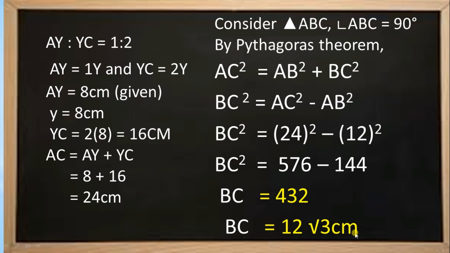Square root of 50 is written as how, children? 5 root 2. 50 is 25 into 2. Square root of 25 is 5. So root 50 is equal to 5 root 2.